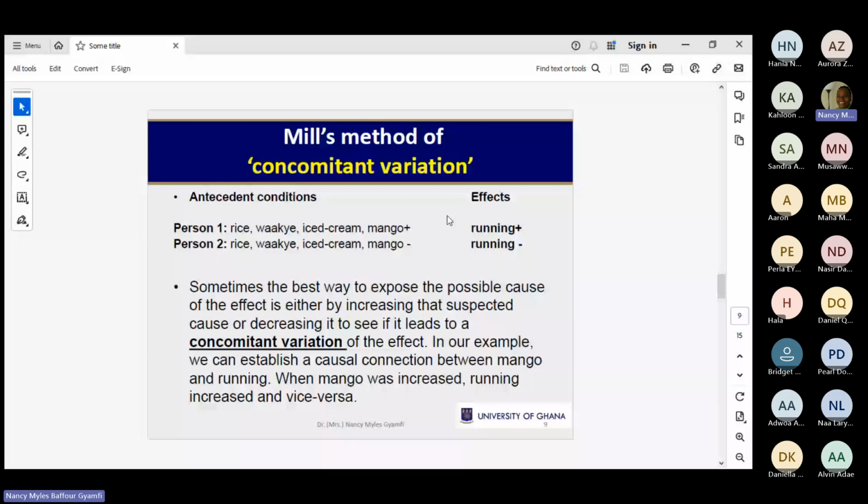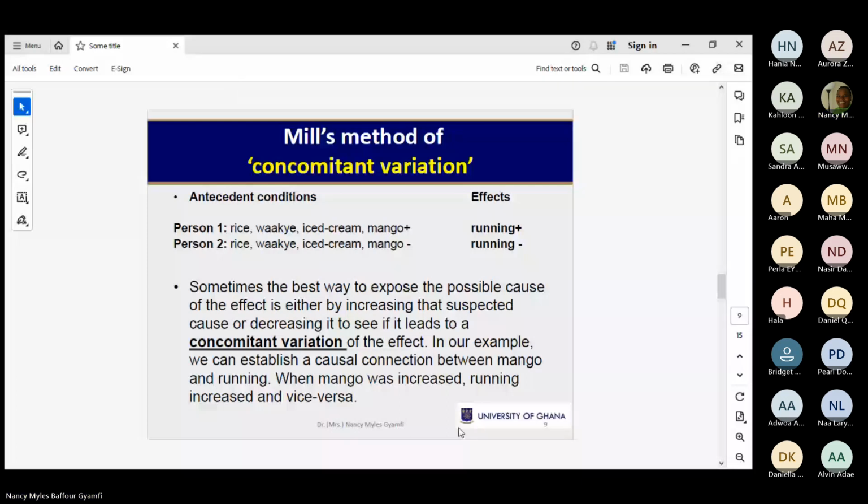That's all. That's the last method J.S. Mill proposes. And he says if we use those, then we should be able to at least inductively point out what could possibly be the cause of an effect.